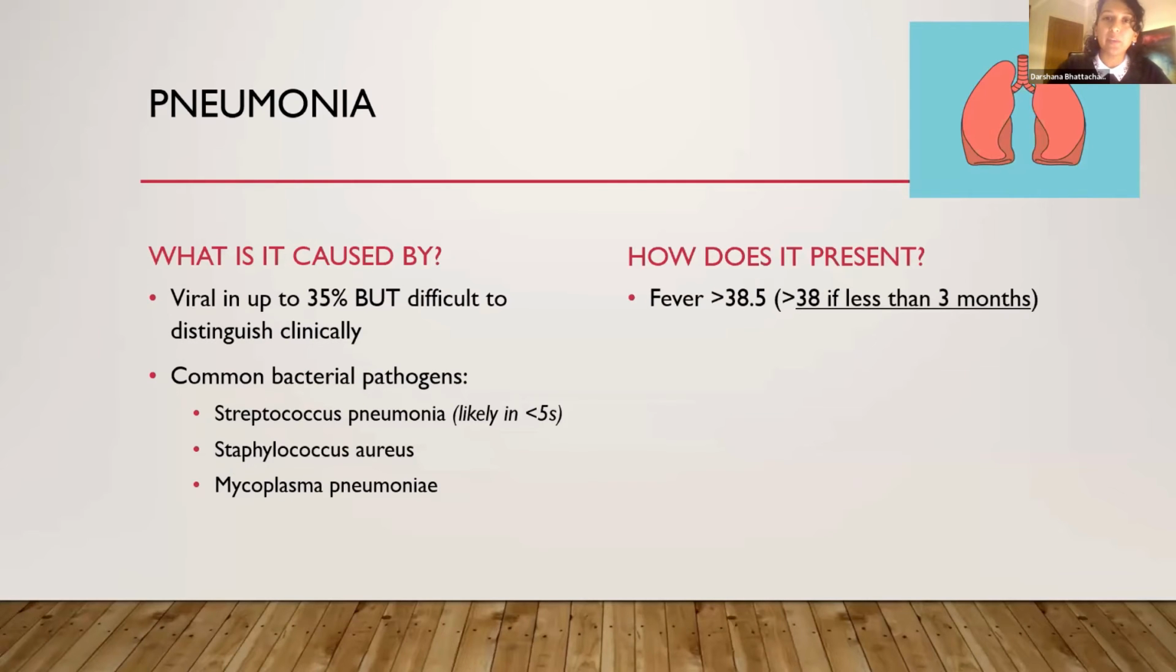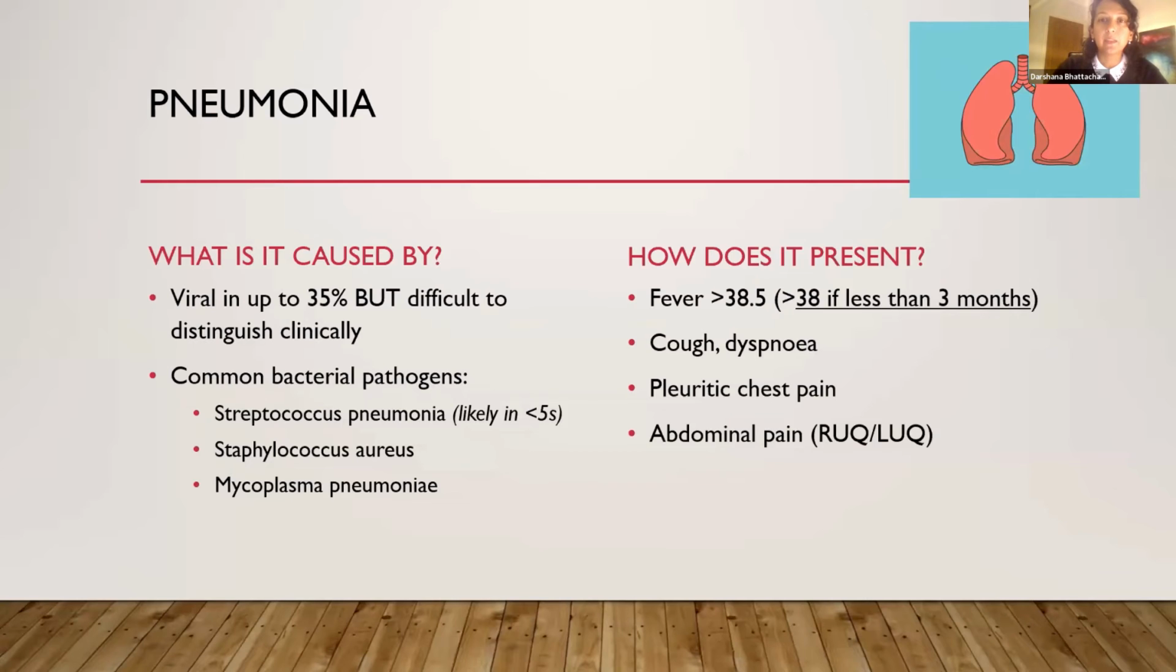Usually presents with a high fever, greater than 38.5. And I've just put a note of greater than 38 in children less than 3 months, because in infants younger than 3 months, we have a slightly lower threshold for fever and needing investigation. Usually presents with cough and dyspnea or shortness of breath, difficulty in breathing. Some children might complain of pleuritic chest pain, so pain when they're breathing in.